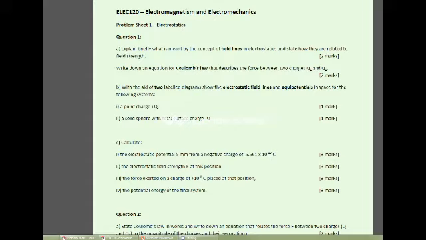So question 1: explain briefly what is meant by the concept of field lines in electrostatics and state how they are related to field strength. And then the second part is to write down an equation for Coulomb's law that describes the force between two charges Q1 and Q2. So let's start off with the first part about field lines.